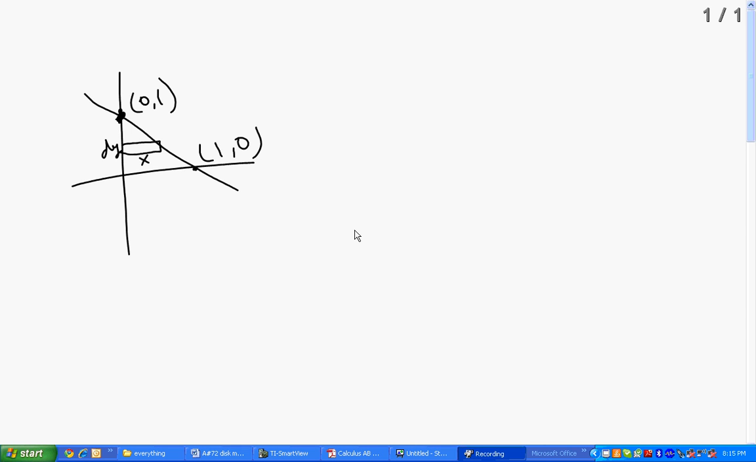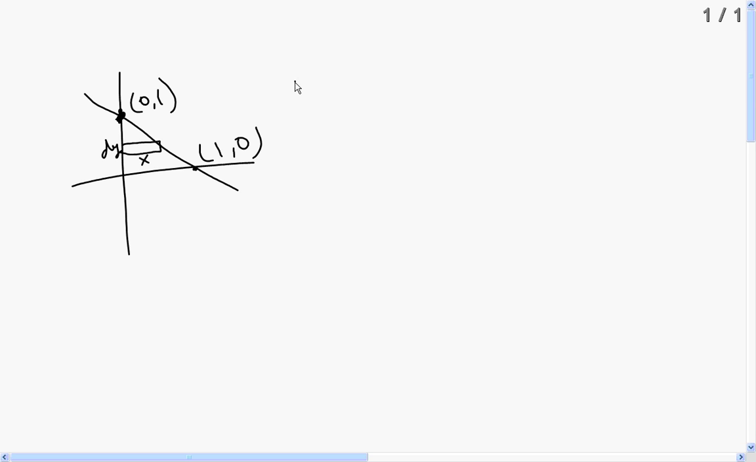All right, so we have the graph. That's what the graph should look like right here. When I told you the graph, here's the function. Of course, that's y equals 1 minus x. That was the graph. And remember, we're revolving each one of those rectangles.